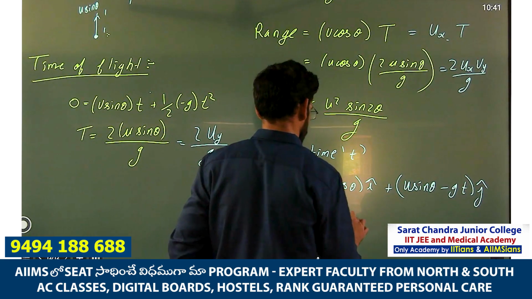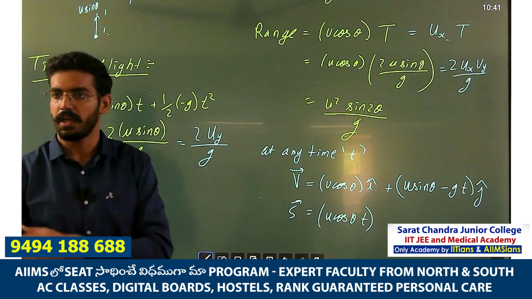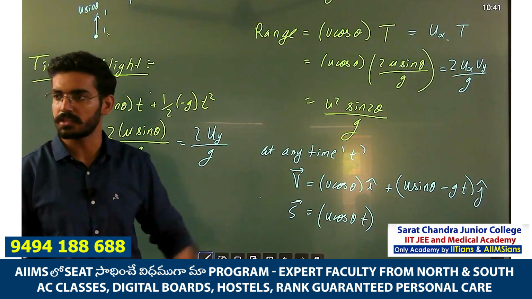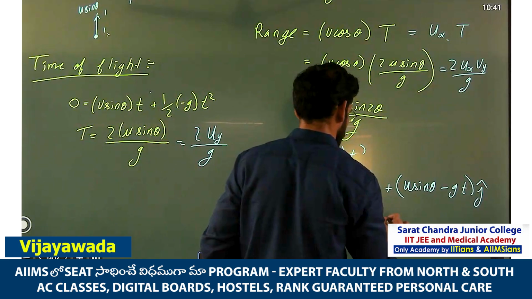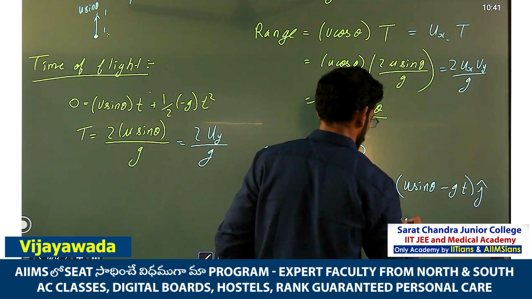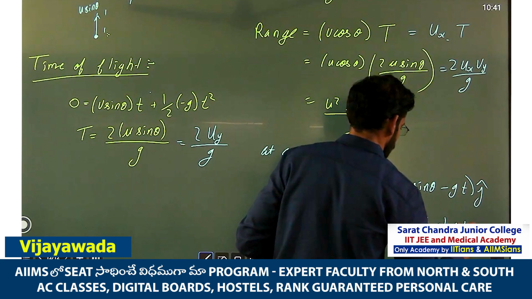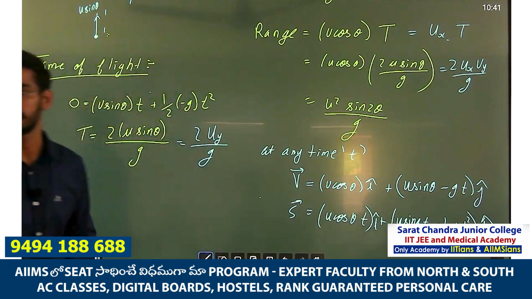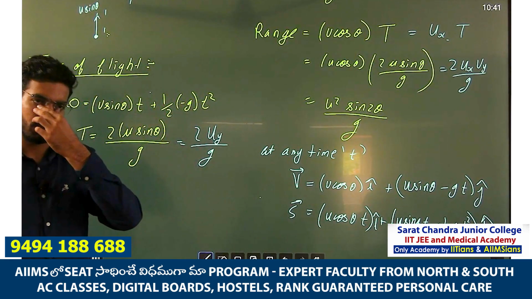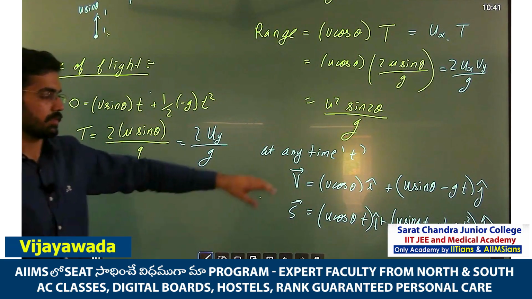U cos theta into t. Horizontal displacement, this only. S equals ut plus half at square, you apply in both directions. Okay. And this side, what? This is i cap. U sin theta t minus half g t square j cap. Got the point? At any point of time, the position vector with respect to the initial point, or velocity vector.